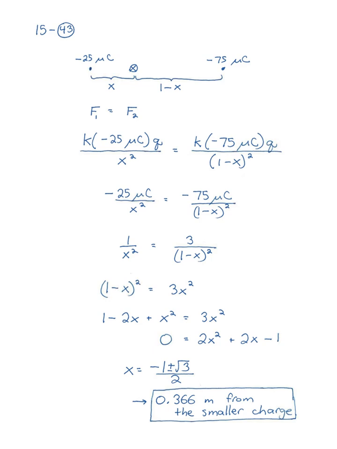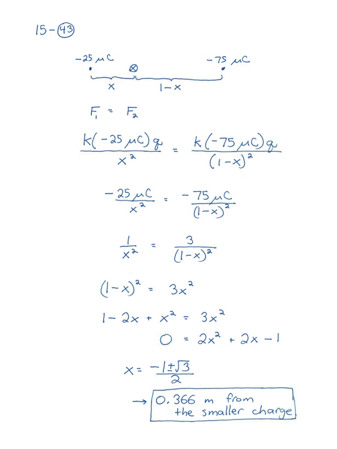Number 43. Two point charges, negative 25 microcoulombs and negative 75 microcoulombs, are held fixed exactly 1 meter apart. Where should a third charge be placed so that the net force on it is 0? Explain why the magnitude and sign of the third charge do not affect your answer to part A.